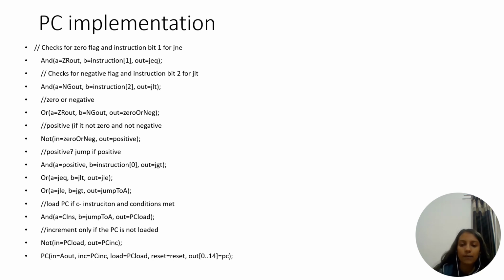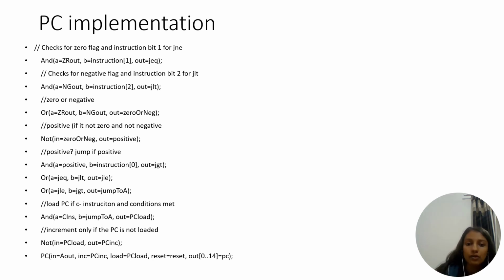We can also understand it from the NG out, as it always works for the negative output. And then we will be using an OR gate, which will take ZR out and NG out of the two flags and give the whole output from that, which is either 0 or negative.